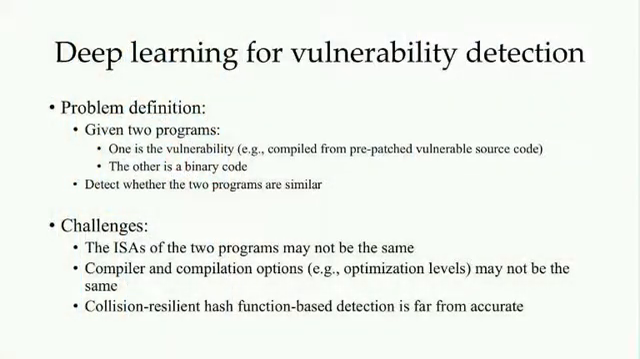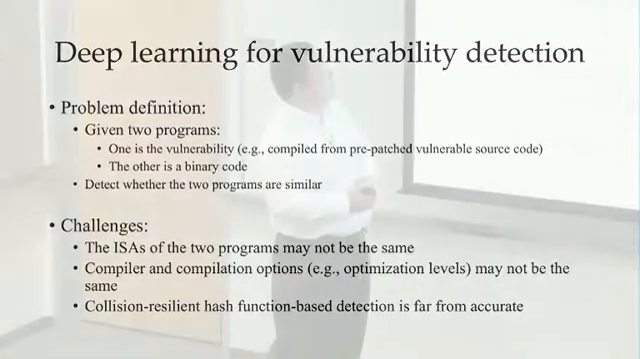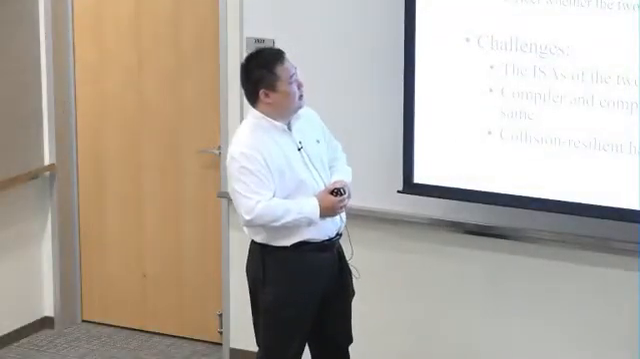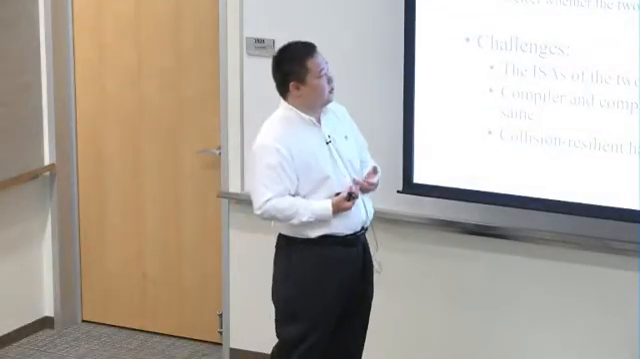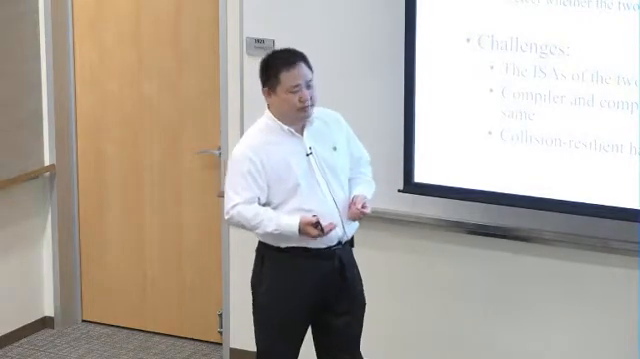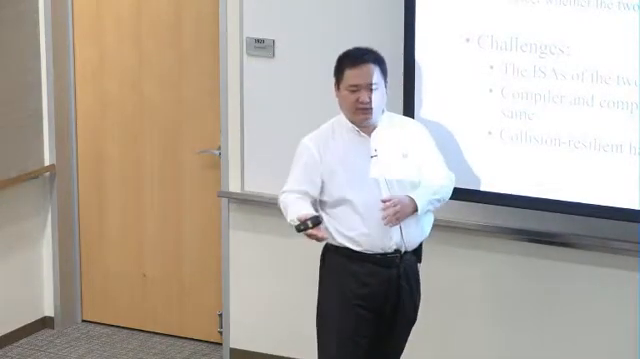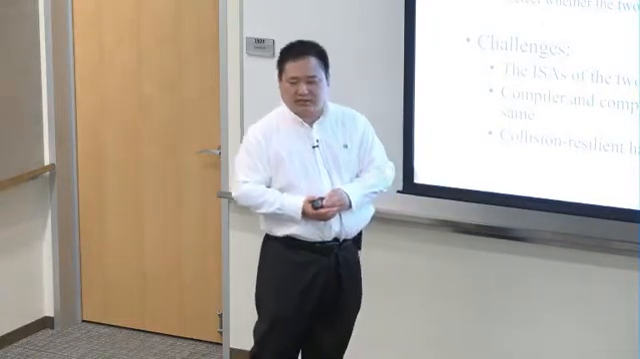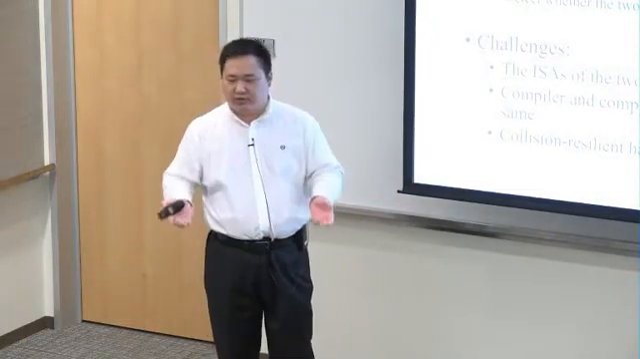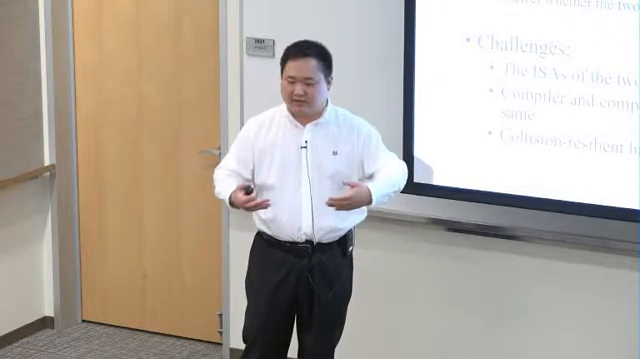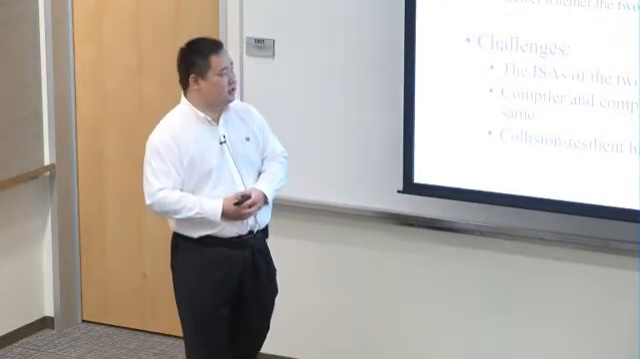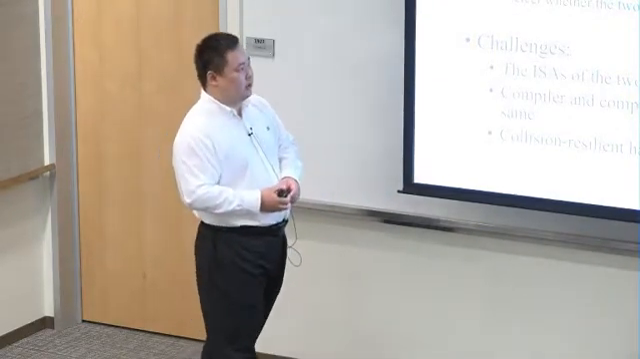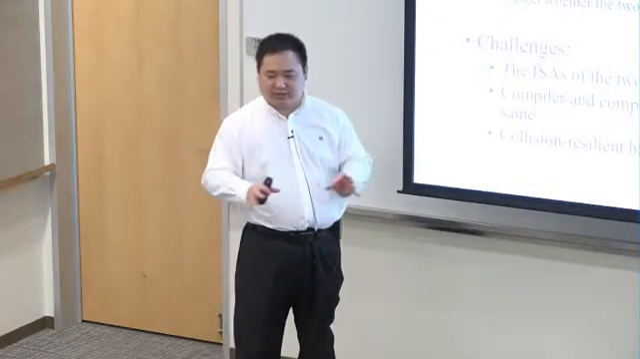So let's give it a more precise definition. We are given two programs. One is the vulnerability that may be compiled from the source code, for example, the pre-patched source code. The other is just a binary code. We don't know which architecture it is, but the code itself can tell us. Our problem is to detect whether the two programs are similar.